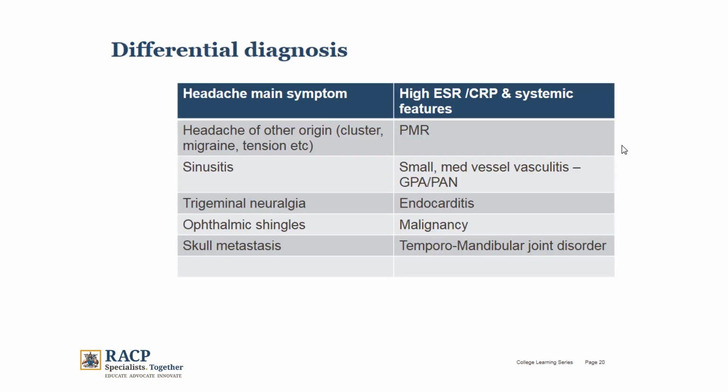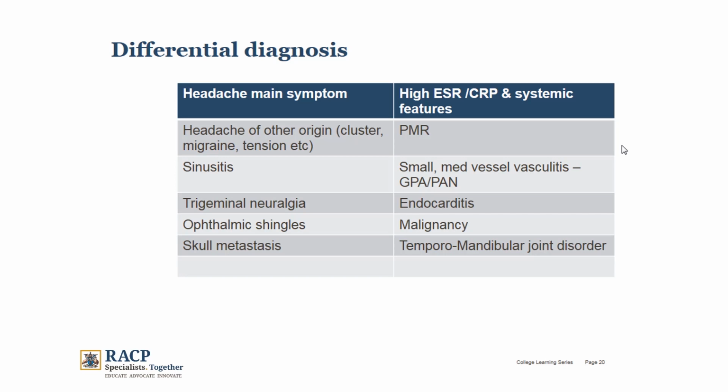It's always important to look at the possible differential diagnosis in patients who present with these symptoms, and where headache is the main symptom, be sure to consider other causes including cluster headache, migraines, tension headache, sinusitis or trigeminal neuralgia, ophthalmic herpes zoster, or sometimes skull metastasis can also present with headache and raised inflammatory markers.